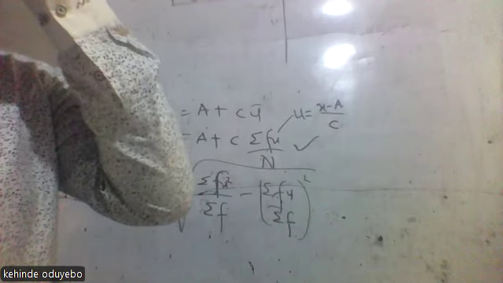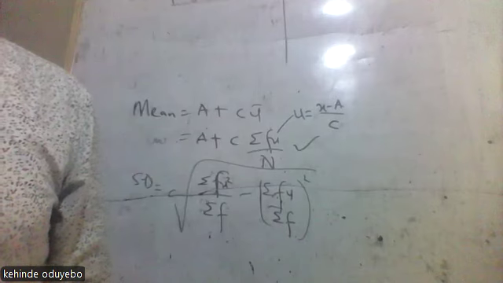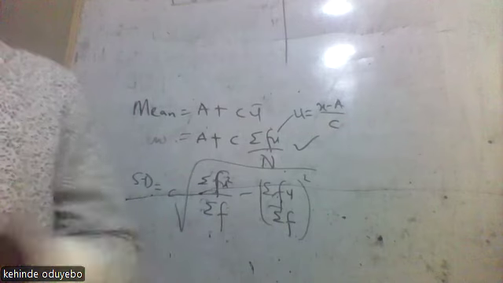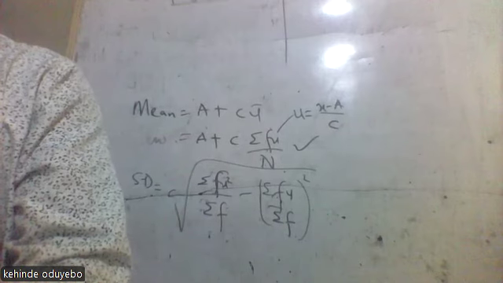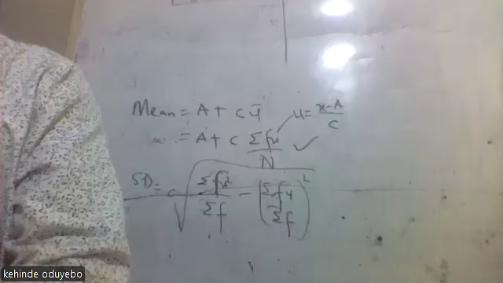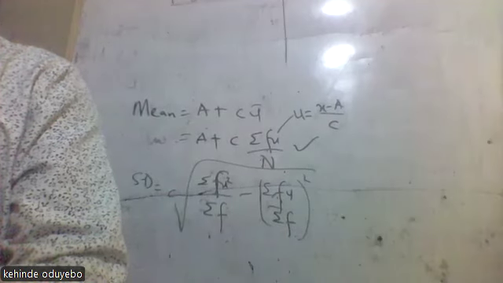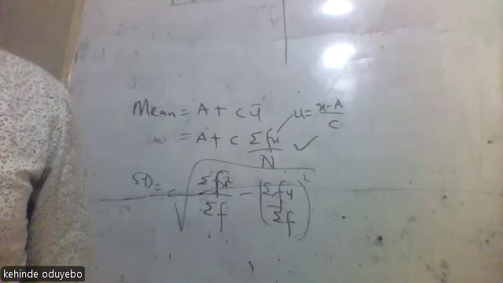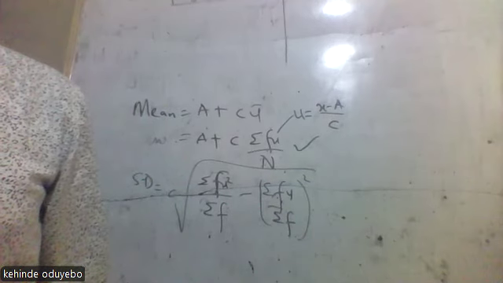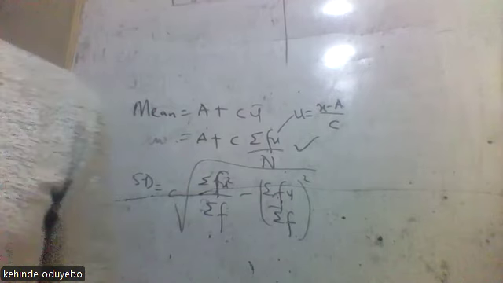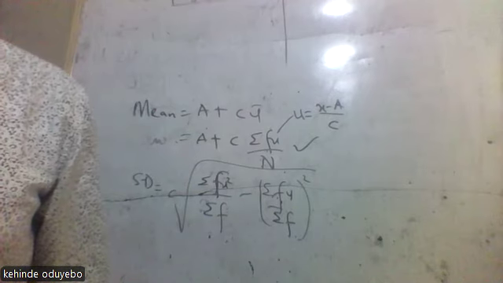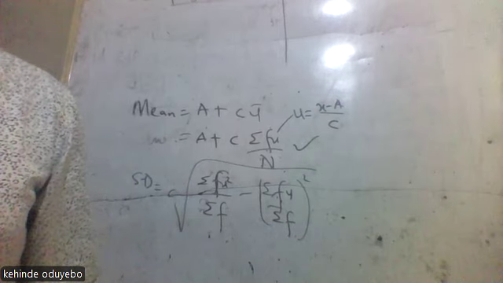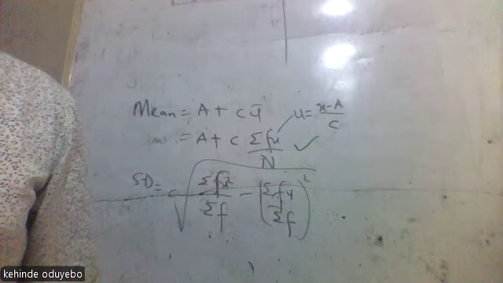Okay, try for 67 plus 70 plus 67 plus 67 divided by 4. Okay, 67 plus 70 plus 67 plus 67 is 271, divided by 4 is 67.75. Okay. Is that okay? Yes. Okay.